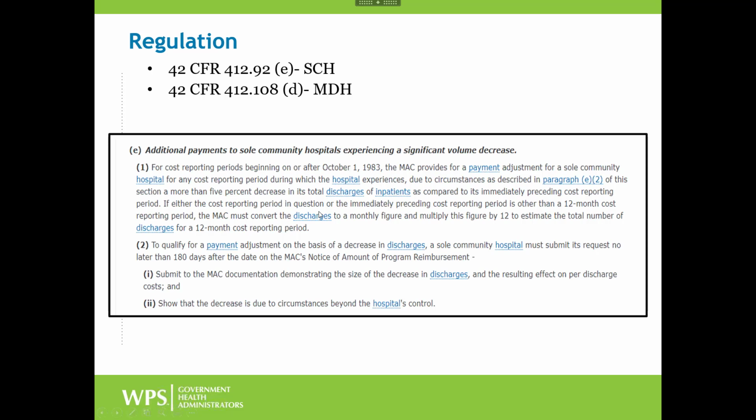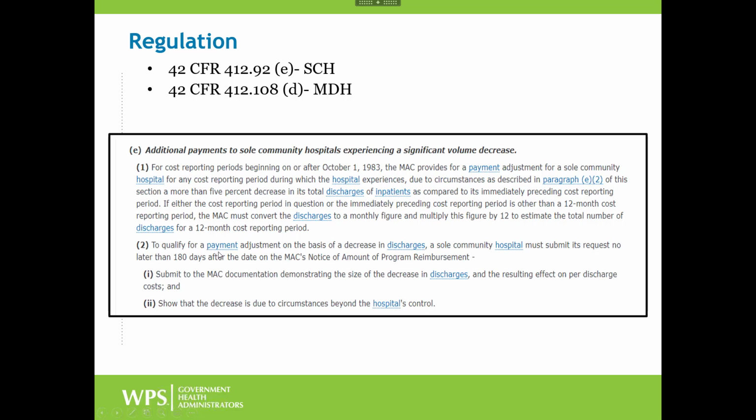So if either the cost reporting period in question or the prior cost reporting period is not a 12-month cost report, then you must basically convert it to a monthly figure and multiply by 12. In other words, annualize it. So we need both of the periods to be an annual period for comparison. So that's the overview of what we're talking about.